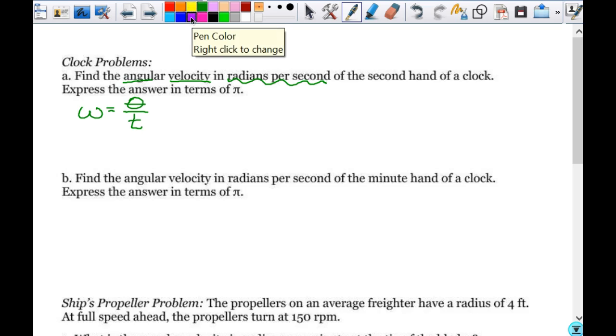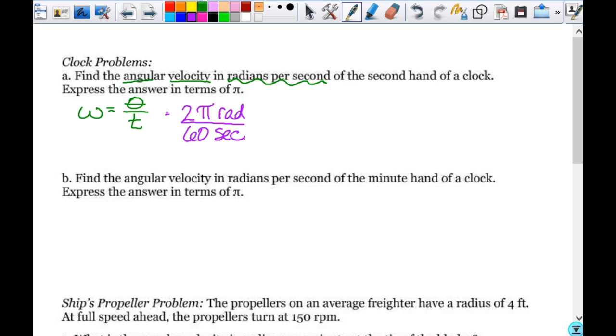So a second hand of a clock, right, and it says in terms of pi, and we want it in radians per second. So your angle, when it goes all the way around, what's your radians to go all the way around the clock? 2 pi. Okay, so this is going to be 2 pi radians over, and it takes 60 seconds to get all the way around the clock, right? And this is a second hand, so that's how long it's going to take, 60 seconds.